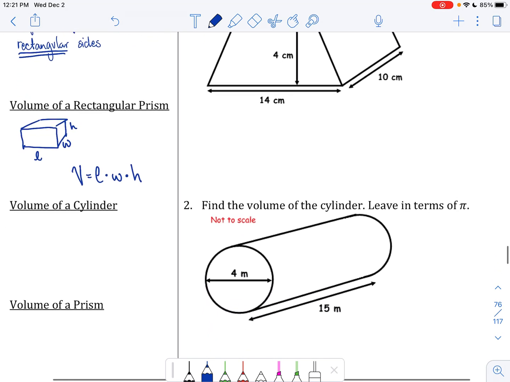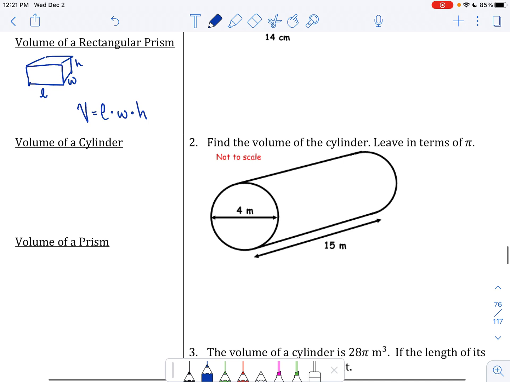Now, when it comes to the volume of a cylinder, it is a shape like what we see here, which has a circle on one end, sort of like a pipe or a tube. This, we are going to use the volume, just like how length times width here is the area of a rectangle. A cylinder has the area of a circle as its first thing. If you remember from last week, the area of a circle is pi r squared, and then times the height.